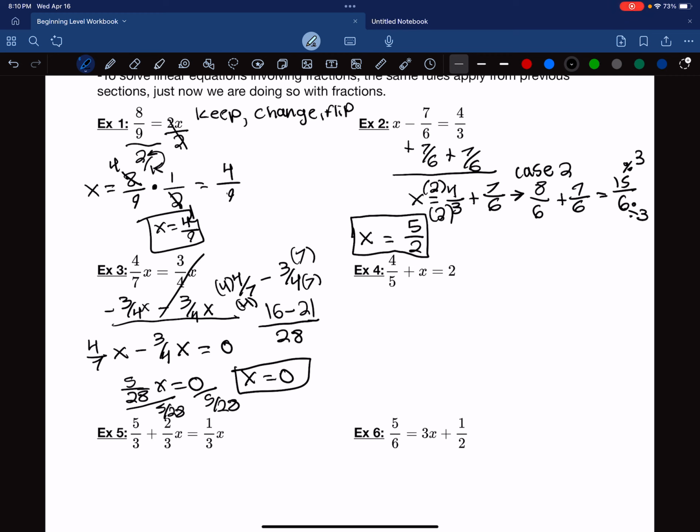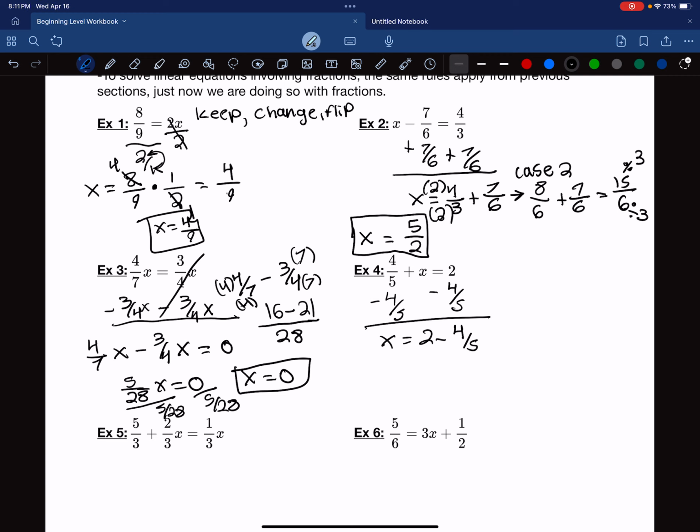Now, I encourage you to try this problem on your own. And assuming you have worked through it, let's go through it together. So we have 4 over 5 plus x equals 2. So to solve for x, we're going to first subtract 4/5 on both sides of the equation. So we're going to get x equals 2 minus 4 fifths.